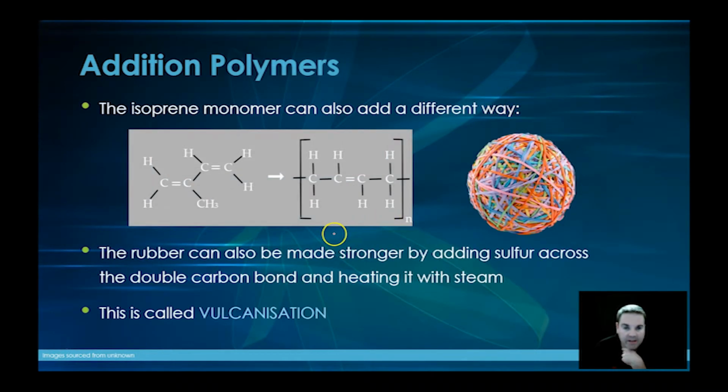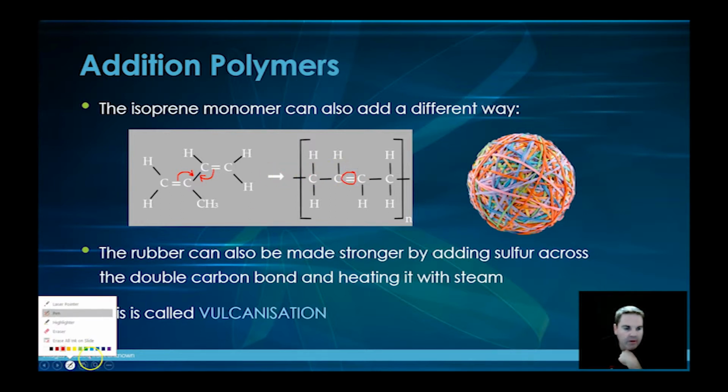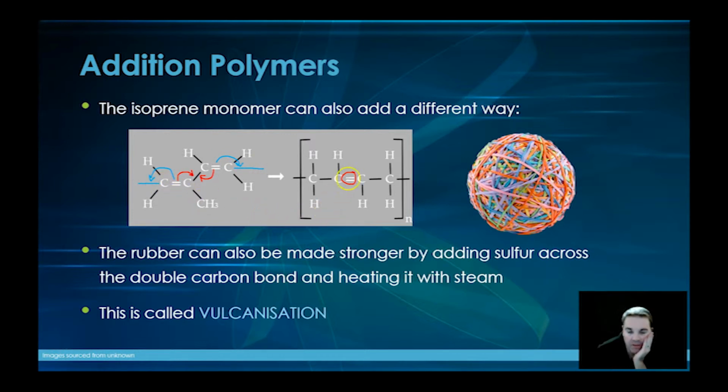You can also add it a different way. So what happens in this way is that one electron goes from here towards the middle, and one electron goes from here towards the middle to create this double bond here. Okay, and then the other electron from here goes out this side, and this one goes out this side to form a new bond to another isoprene monomer. And this time you end up with a very, very different polymer chain to the one before.